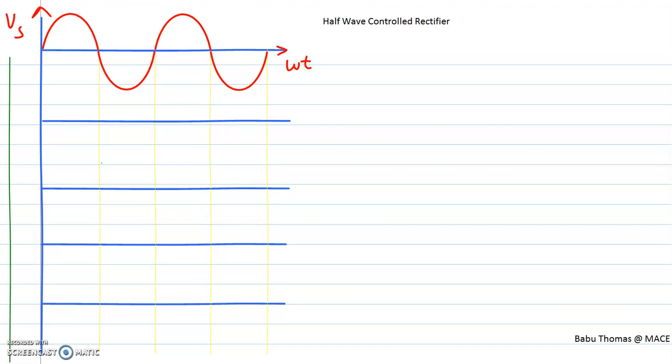Hi everyone. Now we are going to discuss the half-wave controlled rectifier. A half-wave controlled rectifier uses a single thyristor in series with your supply source. Your supply source is an AC source. You have your thyristor and then your load, and here the load is a resistive load which is denoted by R.